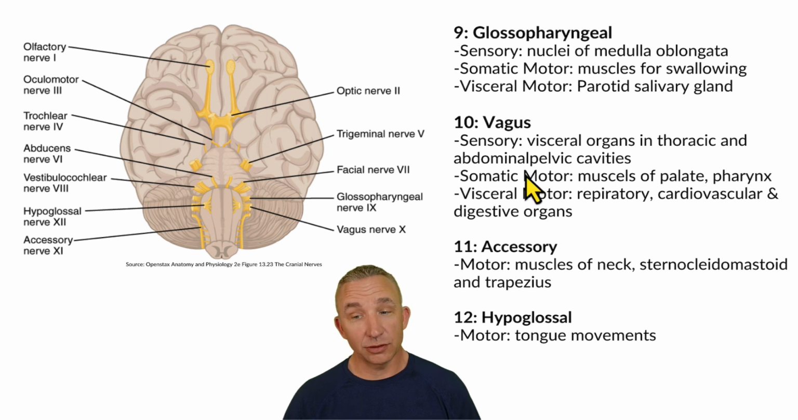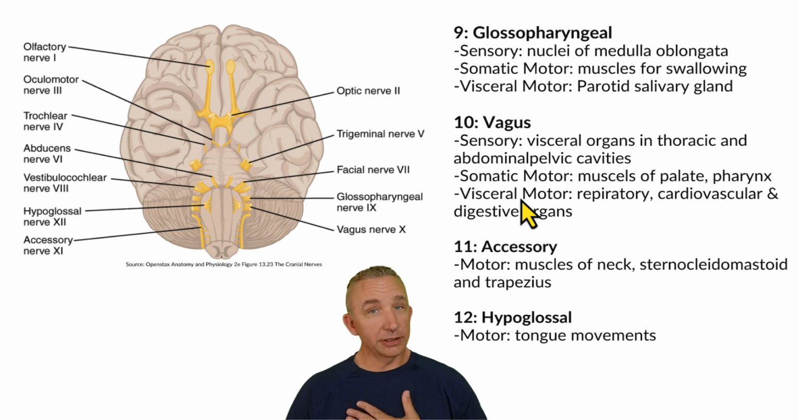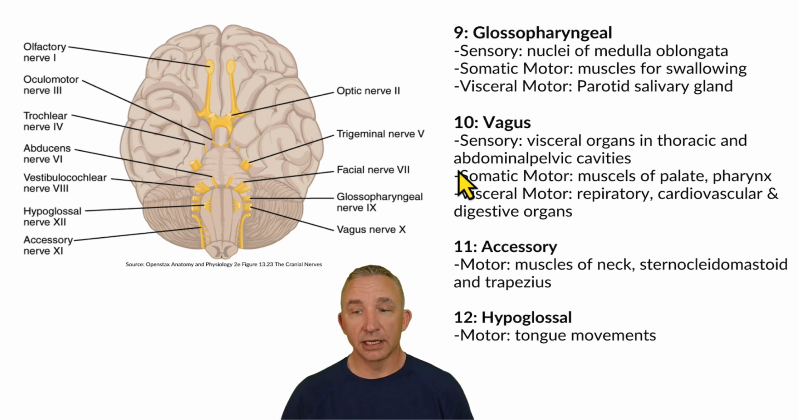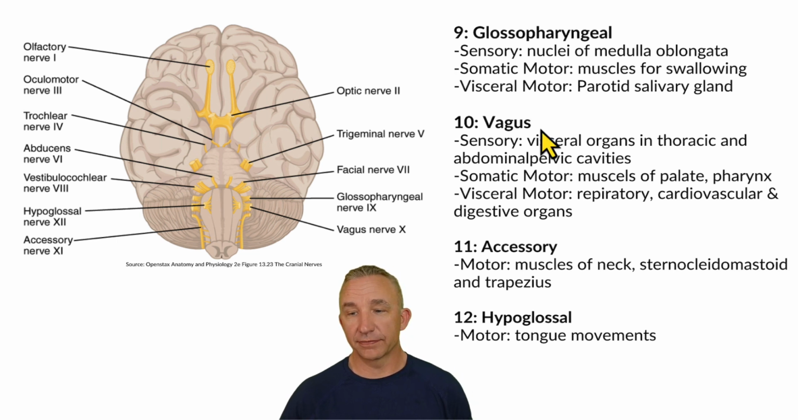Vagus, I've shortened this quite a bit, but the vagus does quite a bit. So cranial nerve number 10 branches all the way into the thoracic and abdominopelvic cavities. So as it branches, it's going to carry a lot of sensory information for all the activity in the thoracic, abdominal, and pelvic cavities. So any of my breathing, my heart, my digestive system. The vagus is also considered one of the fainting nerves. So when we lock our knees at a wedding or some ceremony and somebody faints, that's typically in conjunction with the vagus nerve. Somatic motor, muscles of the palate, my mouth and my pharynx, my throat.